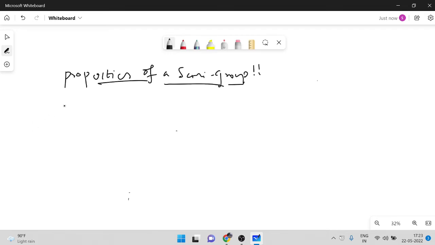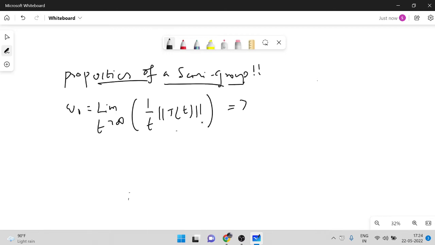I'll just give one identity. I have written the proof in the notes. I don't think that's required. So basically, take this omega naught equals limit t tends to infinity of 1 by t norm of T of t, which implies this is a limit. So basically our norm, this is an upper bound. How to get an upper bound for our semigroup? Yeah. So this is an identity.